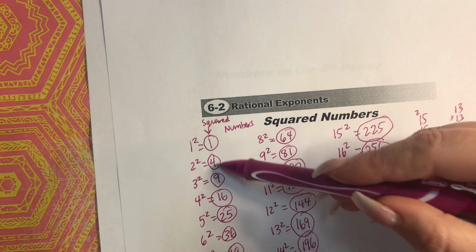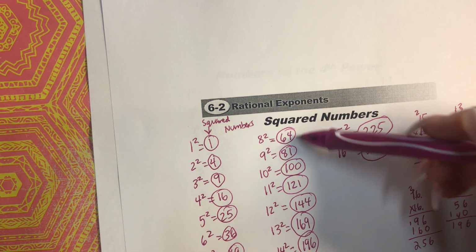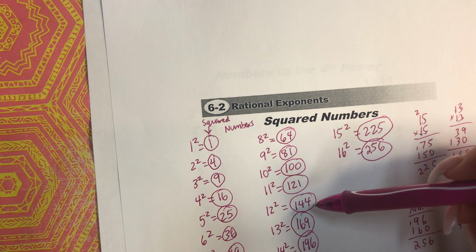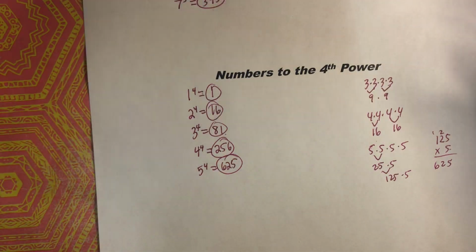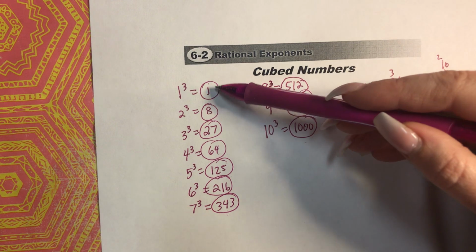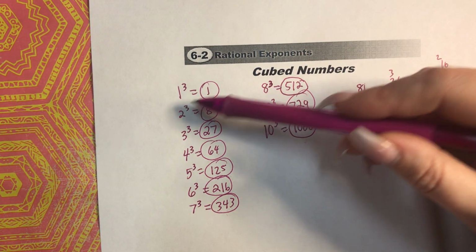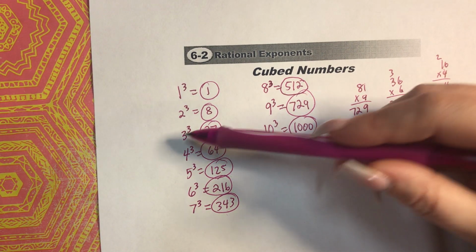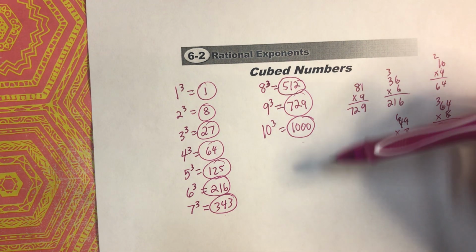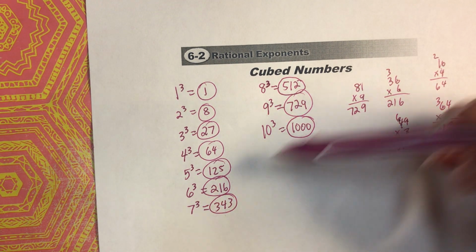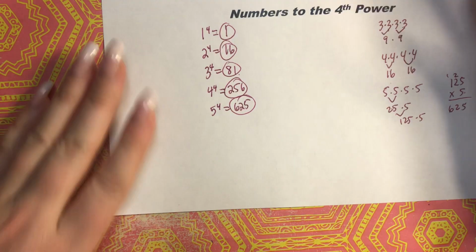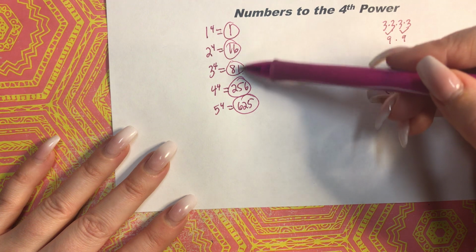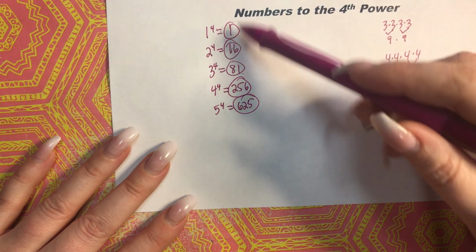So numbers to the 2nd power, square numbers, we need to know 1, 4, 9, 16, 25, 36, 49, 64, 81, 100, 121, 144, 169, 196, 225, and 256. Numbers to the 3rd power, we need to know 1 is the same thing as 1 cubed, 8 is the same thing as 2 cubed, 27 is the same thing as 3 cubed, 64 is the same thing as 4 cubed, 125, 216, 343, 512, 729, 1000. Lastly, numbers to the 4th power, 1, 16, 81, 256, and 625.